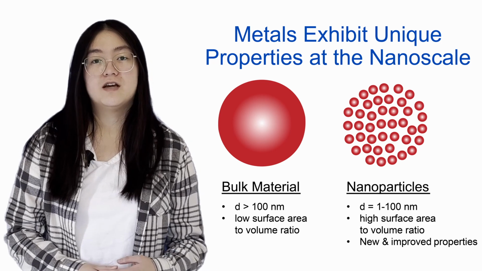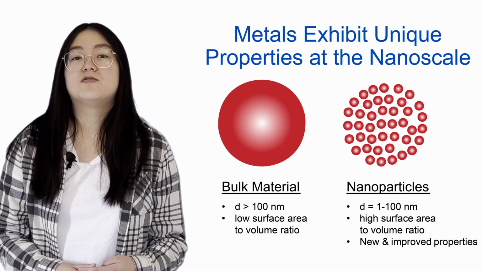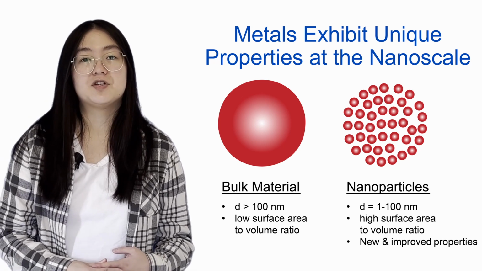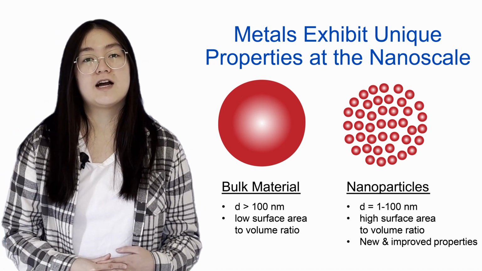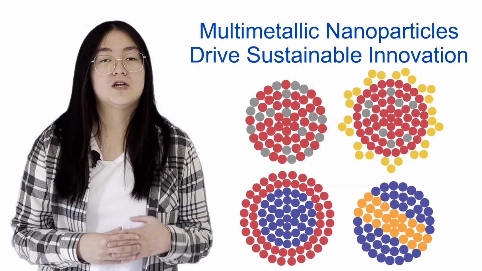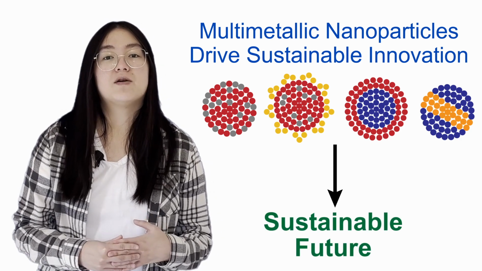Metal nanoparticles have dimensions that range in size from 1 to 100 nanometers. They exhibit a high surface area to volume ratio, giving them exceptional properties not observed in their bulk forms, such as improved light absorption and increased reactivity. There is currently a widespread search for new multimetallic nanomaterials that leverage these enhanced properties for sustainable innovation.